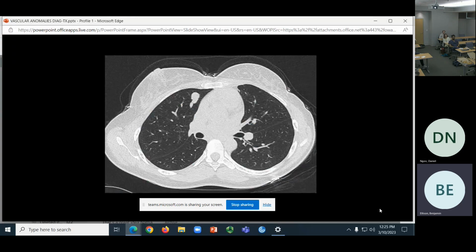So this is another example of a patient with a pulmonary AVM. Have you guys ever heard about pulmonary AVMs? Okay, what's the problem with those? Or what symptoms can they cause? Hemoptysis is one. Yeah, you can, but why do the patients have shortness of breath?